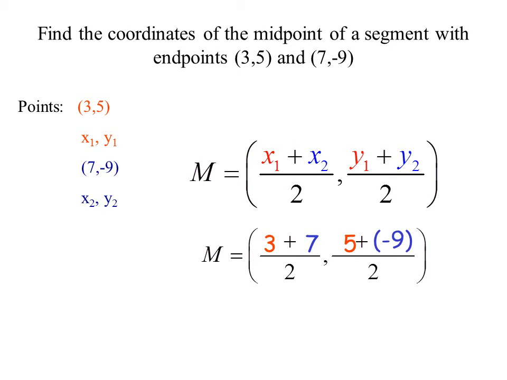And 3 plus 7 is 10. 10 divided by 2 would be 5. 5 plus a negative 9 would give me a negative 4. So 10 over 2 is 5. Negative 4 over 2 is negative 2. The midpoint is 5, negative 2.